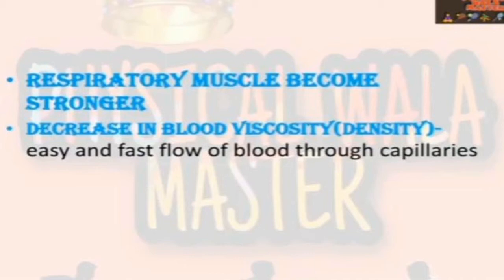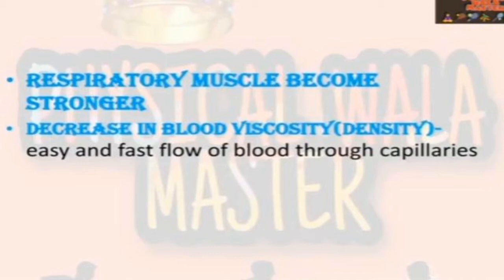The next point is increase in the vital air capacity. It is the amount of air which an individual can inhale and exhale with maximum effort. Its capacity varies from 3500 cc to 4500 cc in a normal adult. It is the sum of tidal volume, inspiratory reserve volume, and expiratory reserve volume. With regular exercise, a person's capacity may increase up to 5500 cc.